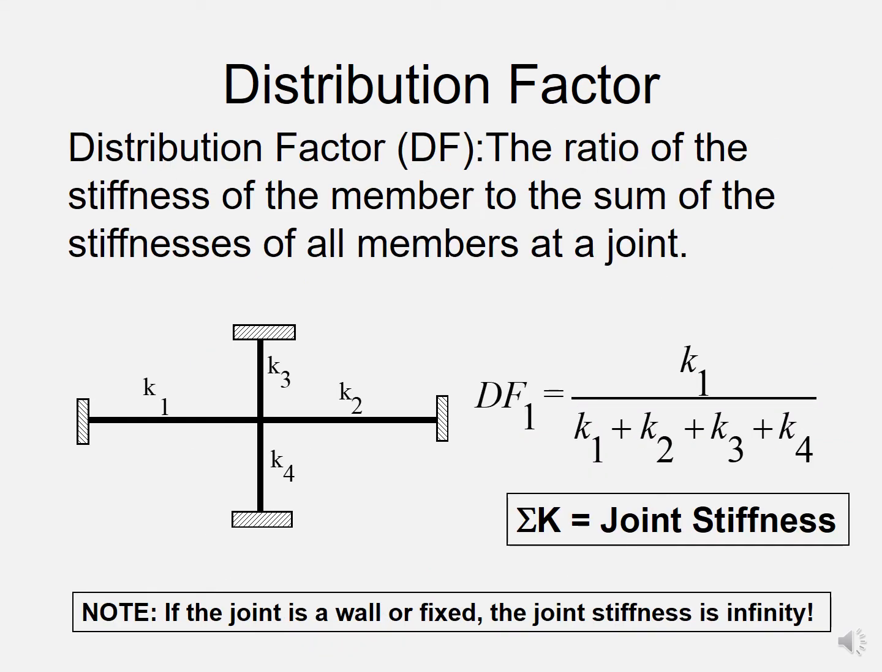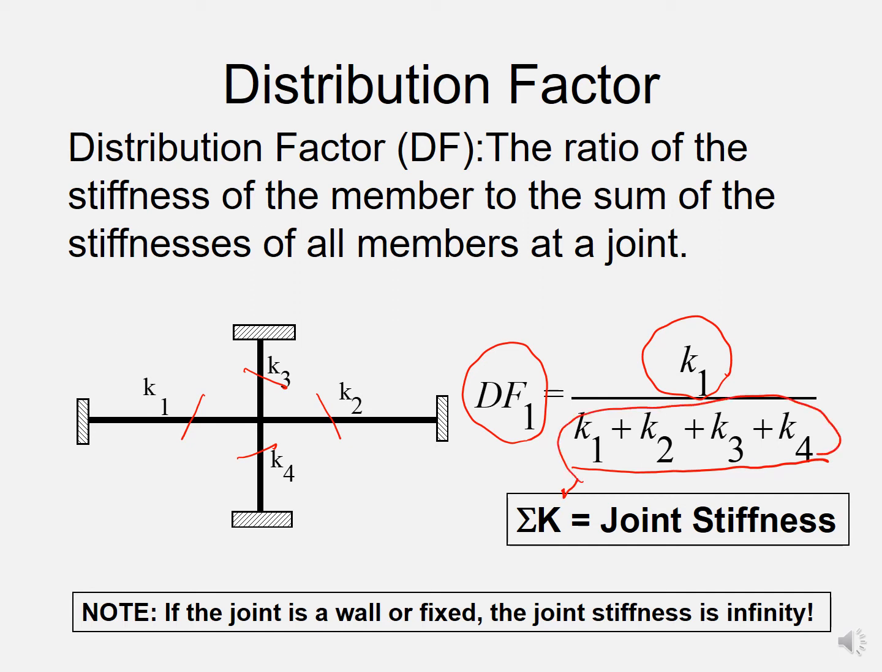The distribution factor is defined as the ratio of the stiffness of the member to the sum of the stiffnesses of all the members at the joint, as defined earlier. And in this example, the distribution factor for member 1 is just equal to the stiffness of member 1 divided by the sum of the stiffnesses of all the members connected to that joint, which is defined as our joint stiffness. This is called the joint stiffness.